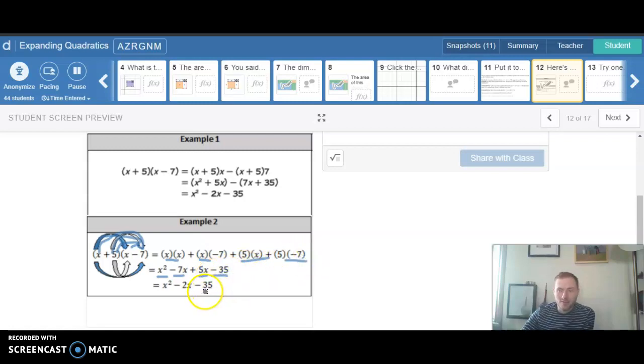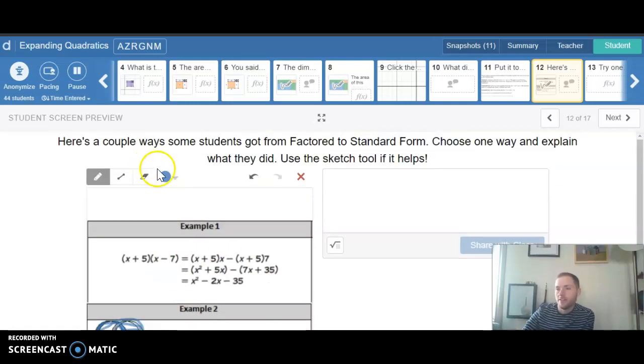After that, the last thing we have to do is combine anything that matches. So x squared and x's are different, and numbers are different from those as well. So the only thing we can combine, I'll get a different color here.